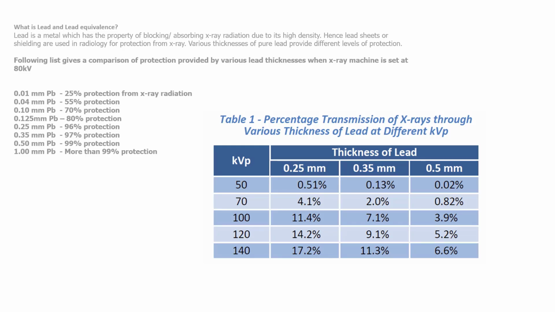Lead is an absorber of ionizing radiation, and we use it as a shield. It has a high atomic number. We also use lead equivalency materials, in other words, materials that also have high atomic numbers equivalent to lead for shielding. Various thicknesses of pure lead provide different levels of protection, and various thicknesses of the non-lead and composite lead shielding provide equivalent protection as well.